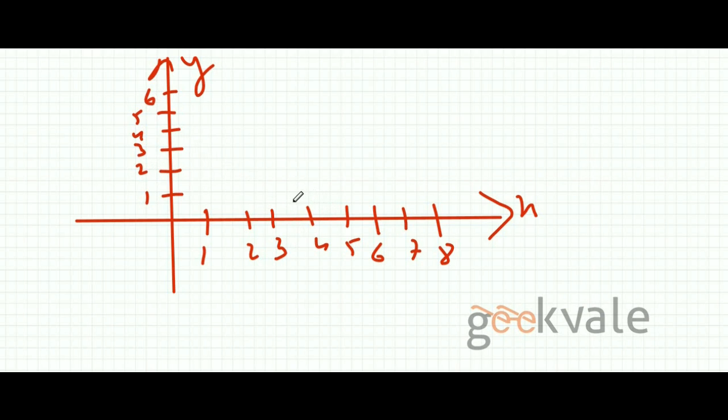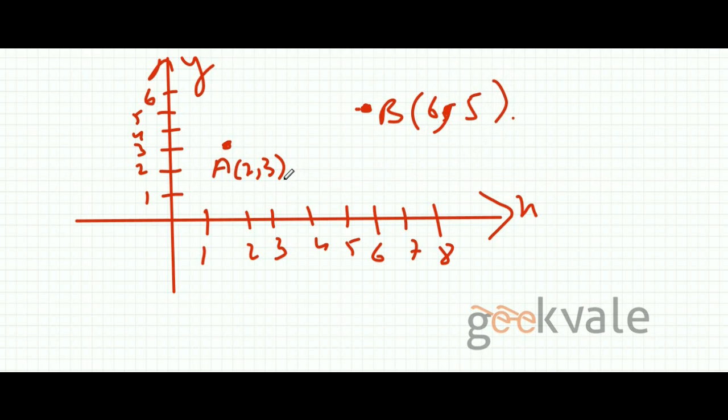Let's pick some random points. Let's say point A is 2, 3, and point B is, let's say, 6, 5. 6, 5 is located there, right about there. B, 6, 5.